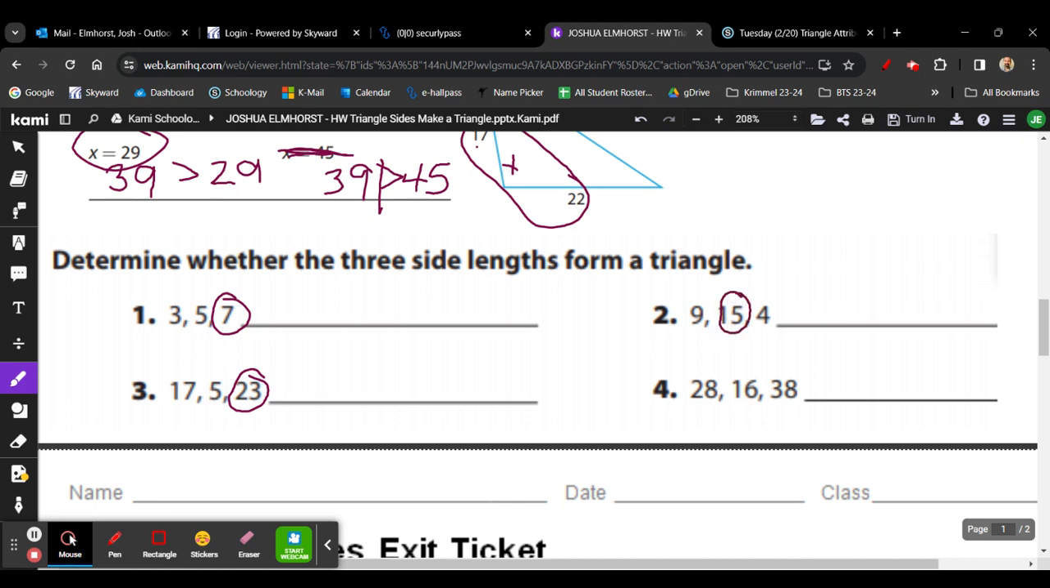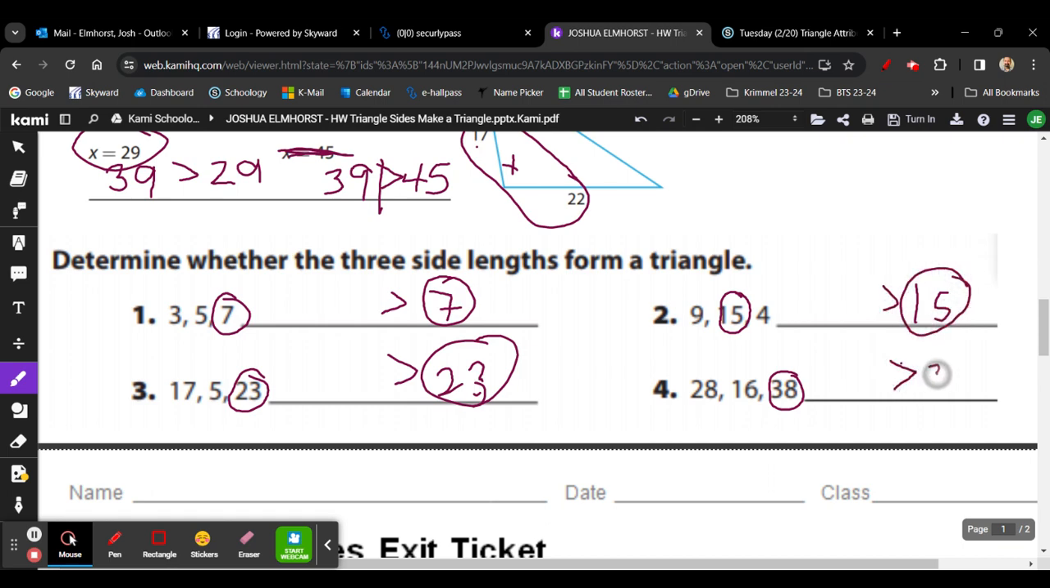Start by going through the three side lengths, circle the longest side, and move it over to the comparison. Long side, long side, long side, and in triangles, the long side is also called the hypotenuse. So now we add up the other two. Is 8 greater than 7 to make a triangle? Yes.